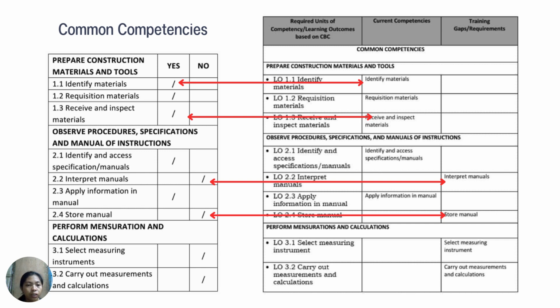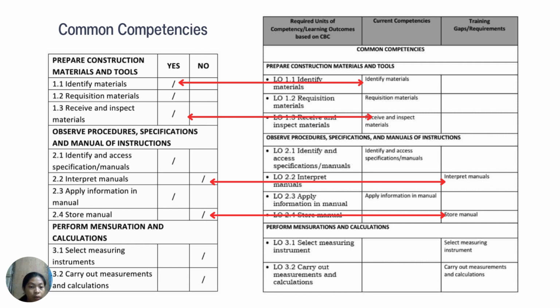Here, as you can see, in prepare construction materials and tools, we just copy the LO and put it in the current competencies. However, in observe procedures, specification, and manuals of instruction, we have a no here. Those who were checked yes will be copied and put on the current competencies, while the no will be on the training gaps or requirement.